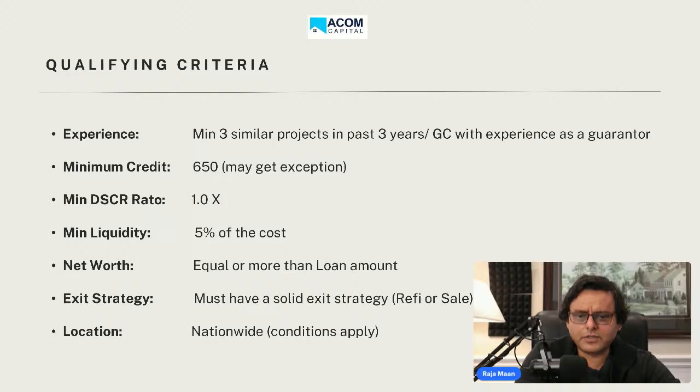Qualifying criteria: minimum 3 projects in the last 3 years. I would say a GC would have experience as a guarantor. I would say for the last 18 months, three similar projects. If they're large projects, that time can be stretched. In the last 5 years, you may have three $20 million projects, which is fine, but you have experience in the past. Minimum 650 on large projects.